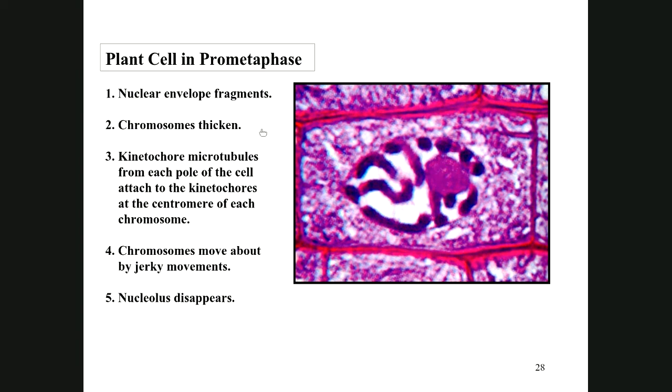And so it says nuclear envelope fragments, chromosomes thicken, kinetochore microtubules, which you cannot see on this picture, from each pole of the cell attach to the kinetochores at the centromere of each of the chromosomes. So the kinetochore microtubules are going to attach to the kinetochores of these chromosomes and start moving them around. Chromosomes move about by jerky movements. You've probably seen time-lapse photography, taken every so many minutes. It is a jerky movement, but you can see things are changing. The nucleolus is going to disappear; it'll dissolve out in prometaphase.